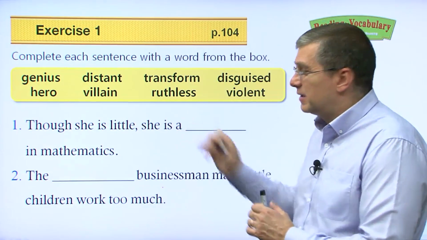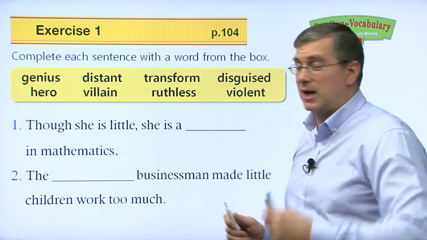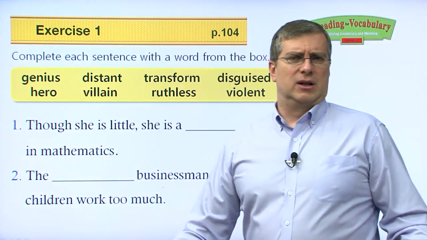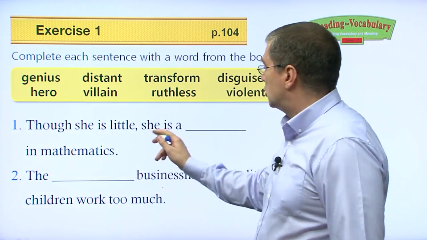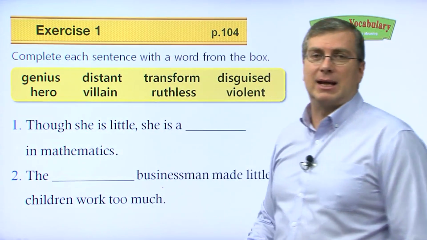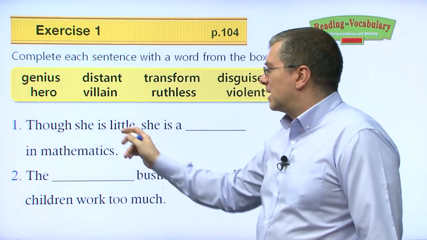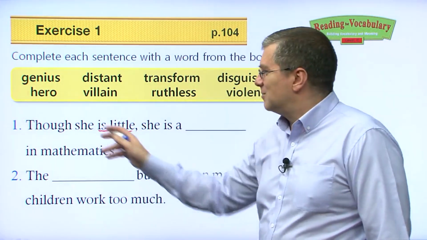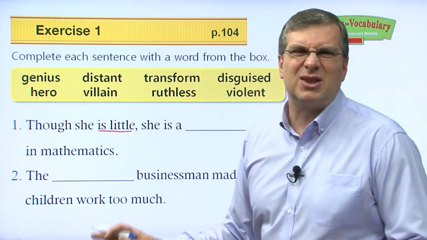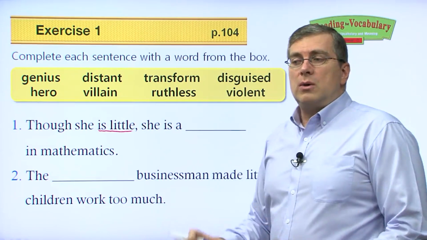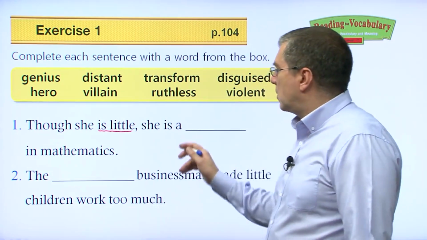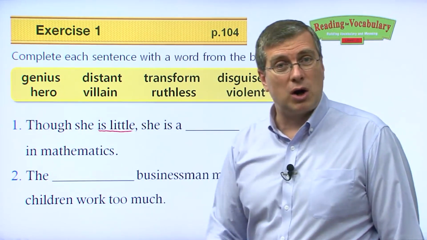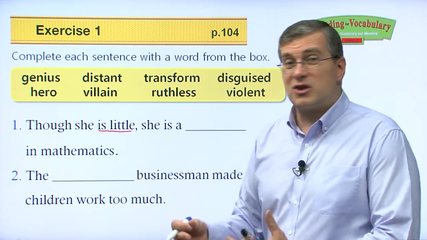Where do we put these words in the sentence? Which word goes with which sentence? Let's find out. Number one, though she is little, although she is little, even though she is little, she is a blank in mathematics. Okay, now this is kind of a strange thing because it doesn't really matter that she's little. I mean, maybe you could say even though she is young, she's little. Maybe she's a little girl, right, that they're talking about. You don't expect young children to be very what in mathematics? Very smart? Yeah, you don't expect children to be very smart in mathematics because most children are just learning mathematics.